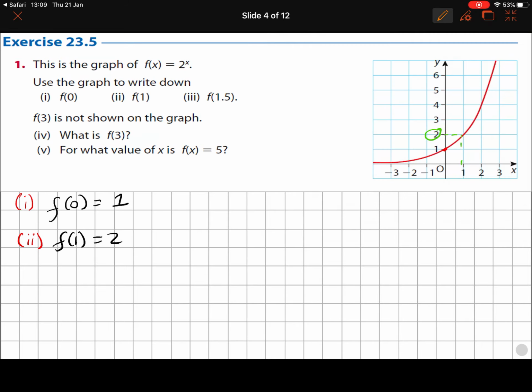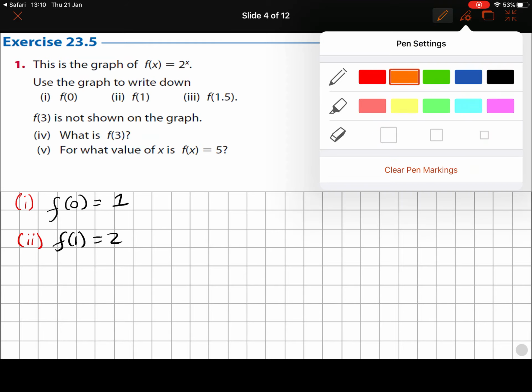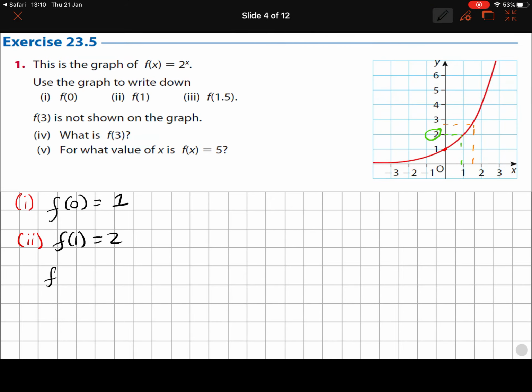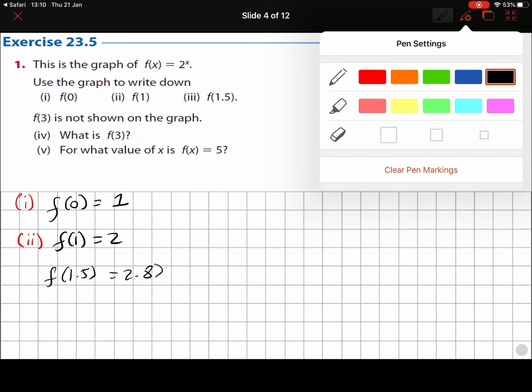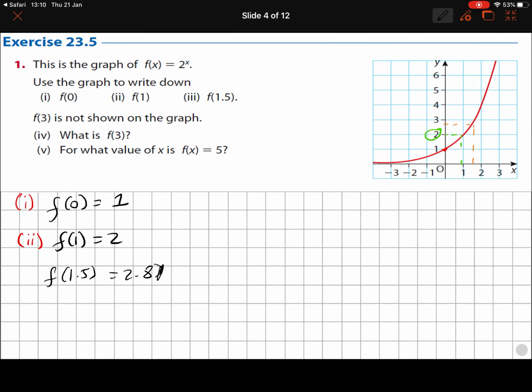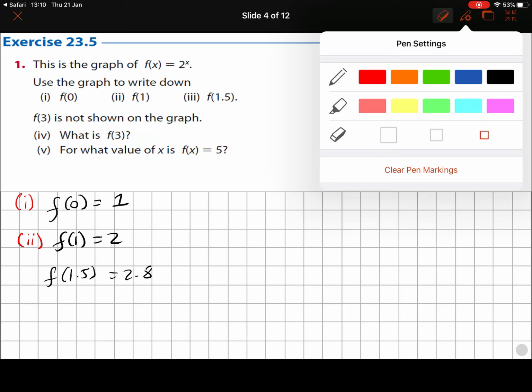Next one here is f of 1.5. So 1.5 is about here. Try to get it as best you can. And up and across there. So it's kind of nearly near 3 there, but not too close. So 2.8 there, we'll say. So f of 1.5 is equal to 2.8. So that there is part 3.